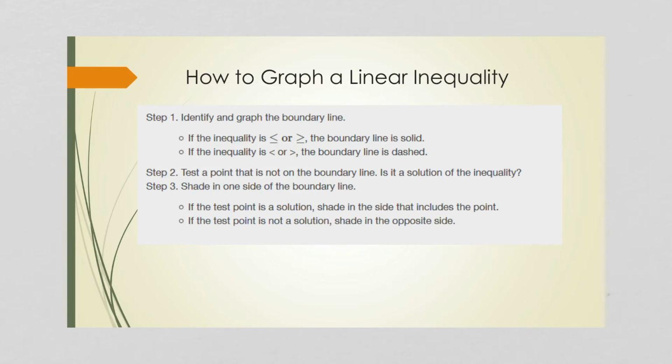One thing I do want to point out on this page is step 2, right here. Test a point that is not on the boundary line. Is it a solution of the inequality? Well, I've been showing you the is it above or below the line thing. That is really step 2. So you can do either what they say, test a point, or you can do is it shaded above or below, okay? They're the same thing. All right, and I'm going to show you in the next example how to test a point that is not on the boundary line, just so you know both ways.